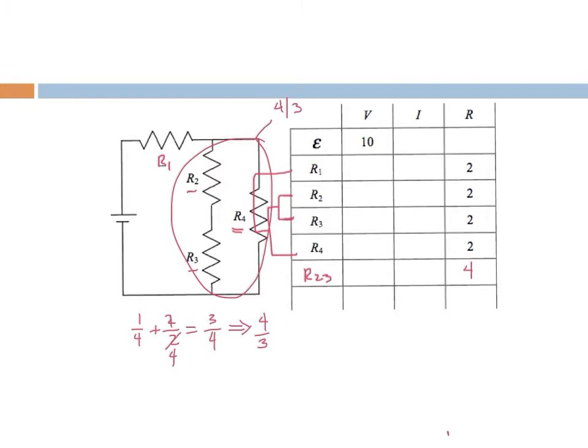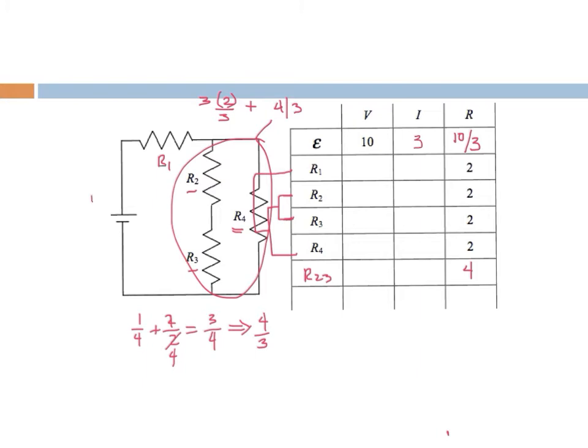And then that 4 over 3 is in series with R1. So if I wanted to add it, again, I'd have to find a common denominator. So that would give me 10 over 3. And again, for the most part on the multiple choice section, you're going to find numbers that are very easy to work with. And then with all of this information, I can solve for the current of my circuit, which in this case is simply 3.